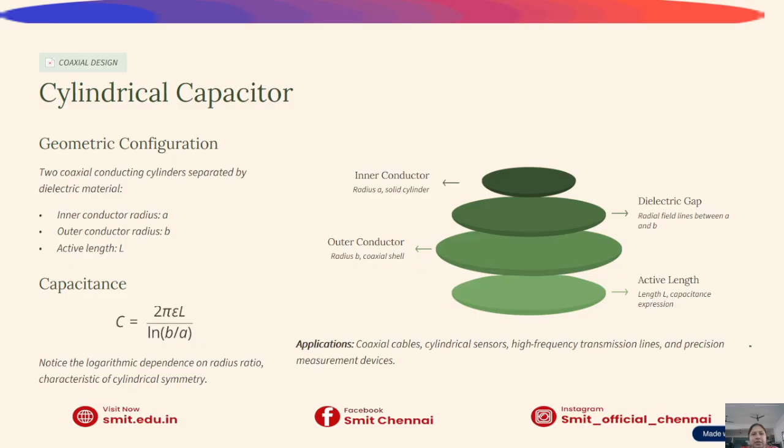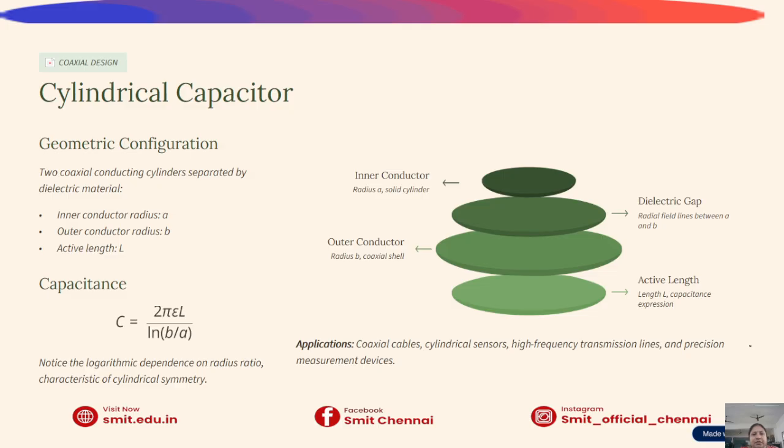Next we see about the cylindrical capacitor. A cylindrical capacitor consists of two coaxial conducting cylinders separated by a dielectric medium. The inner cylinder has a radius a, while the outer cylinder has a radius b, and both share a common length L. The capacitance of this configuration depends on the logarithmic ratio of the radii and is given by C = 2πεL / ln(b/a).